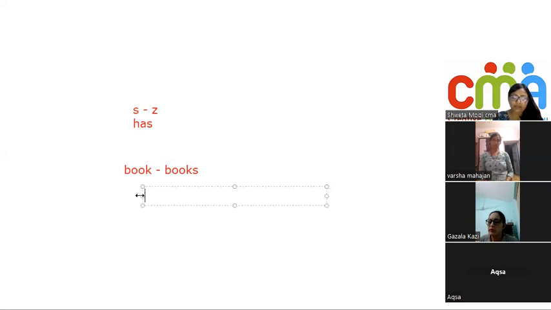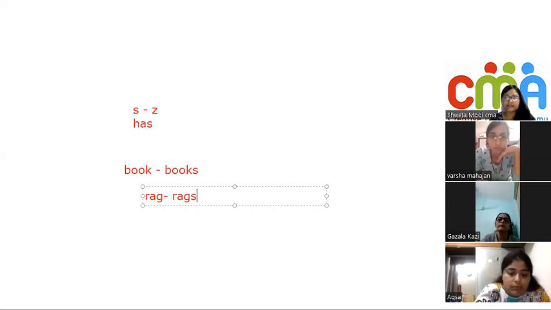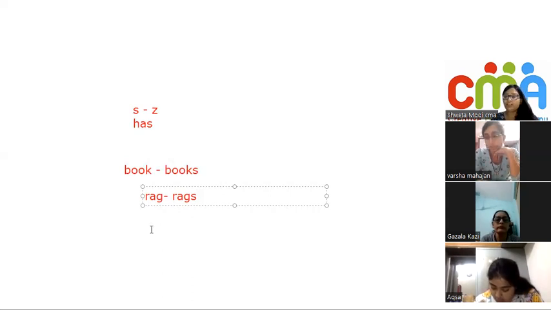Like for example, rag. When you say rag, you can feel the vibration. So it's voiced. When you change it to plural, you add s, which becomes z. So it becomes rags. Books and rags. Can you feel the difference? Type yes if you can. Books and rags. When it is voiced, it gives z sound, but when it is not voiced, it gives s sound.